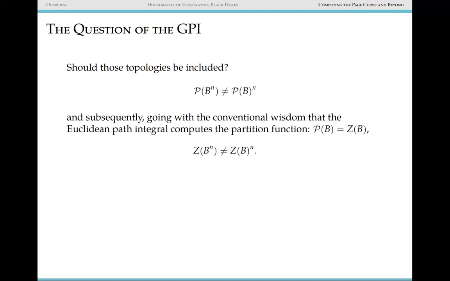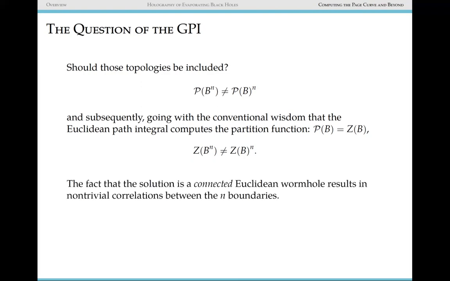Okay, so if we go with the conventional wisdom that the Euclidean path integral computes the partition function, then the gravitational path integral on B is approximately equal to the partition function of gravity with these boundary conditions, which tells us, by direct logic, that the partition function of n copies of B is not the same as the partition function of B raised to the power n.